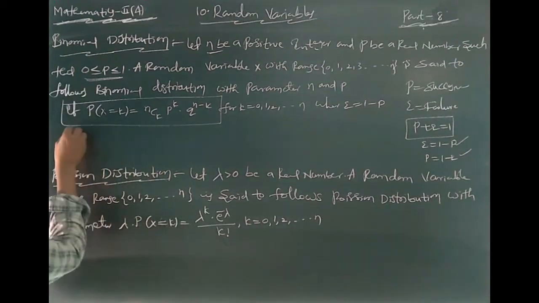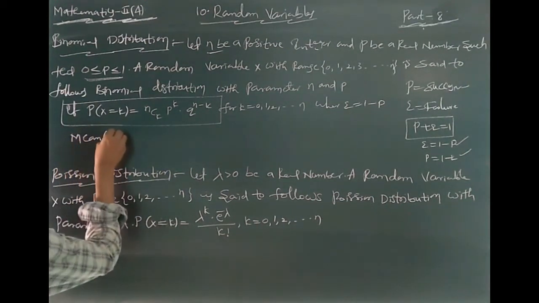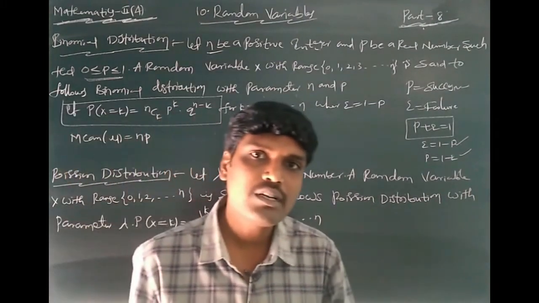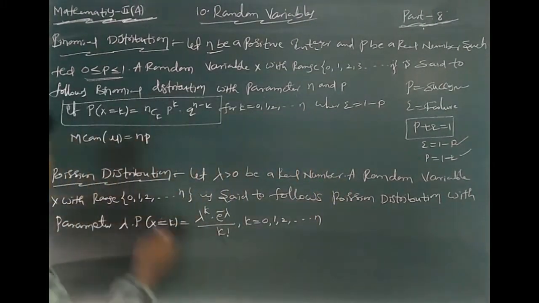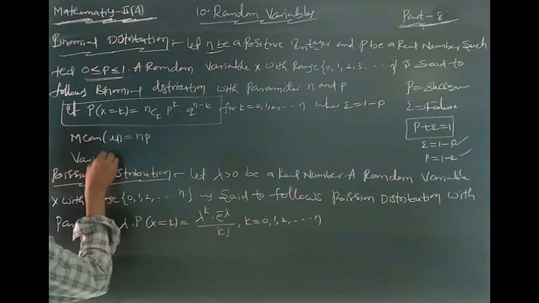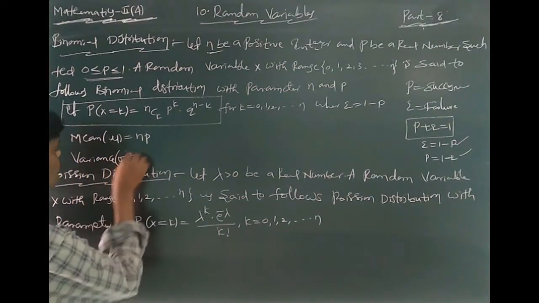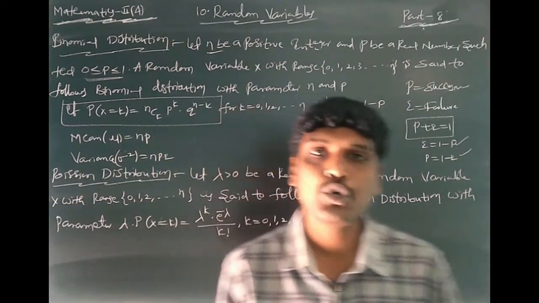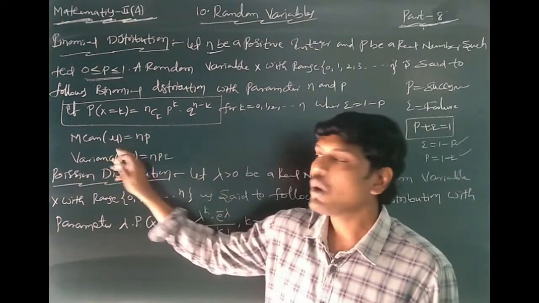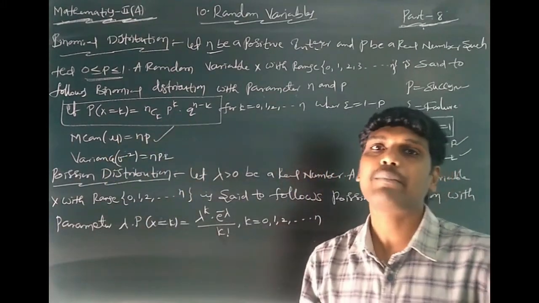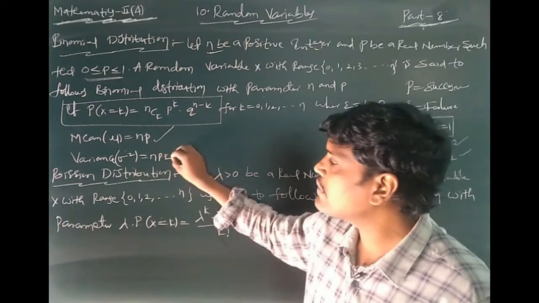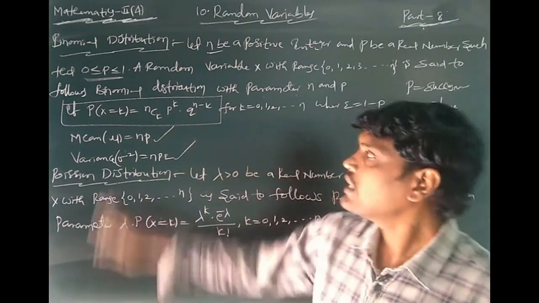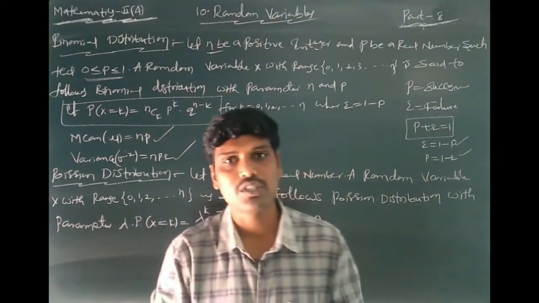What is the mean of the binomial distribution? The mean of the binomial distribution is n into p. What is the variance? The variance of this binomial distribution is n into p into q. Here the mean is denoted with mu. Mu is equal to np, the binomial distribution mean formula. Variance sigma square is equal to npq. Here npq is the variance of the binomial distribution. This is the introduction of the binomial distribution formulas.